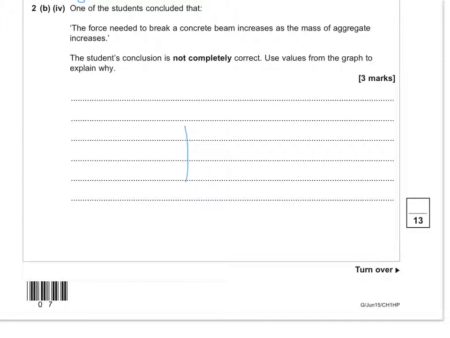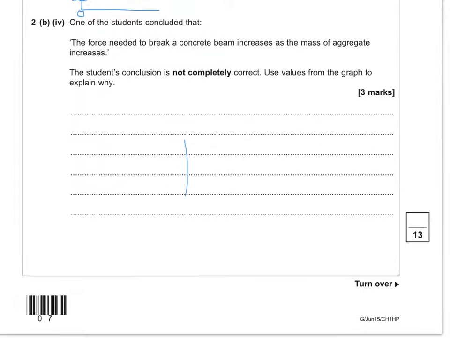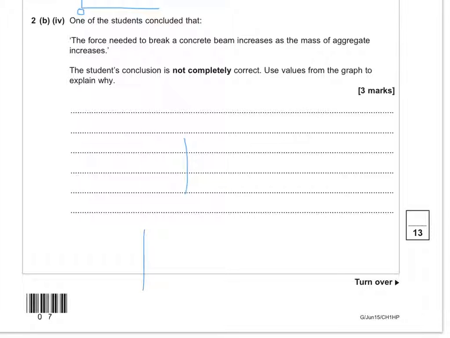Okay, now this question, it also wants you to use information from the graph. One of the students concluded that the force needed to break a concrete beam increases as the mass of aggregate increases. The student's conclusion was not completely correct. Use values from the graph to explain why. Now, thinking about the graph again, so we've got now 2 lines looking something like that. So the student is kind of correct, but only for the first part of the graph.